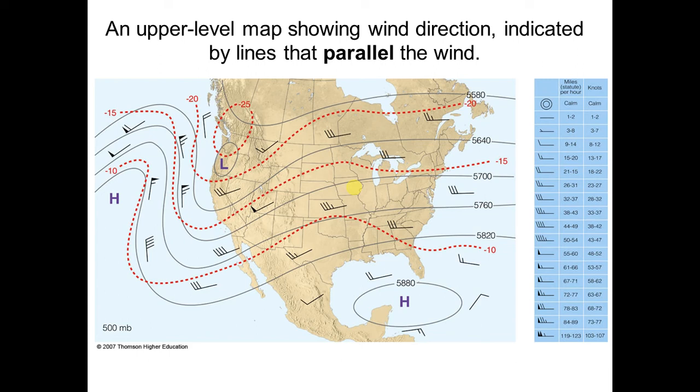Now, what's really interesting is that above the level of friction, if you know which way the air is moving, there will always be lower pressure to the left and higher pressure to the right. In the northern hemisphere, above the level of friction, there's always lower pressure to the left, higher pressure to the right of the direction of motion.